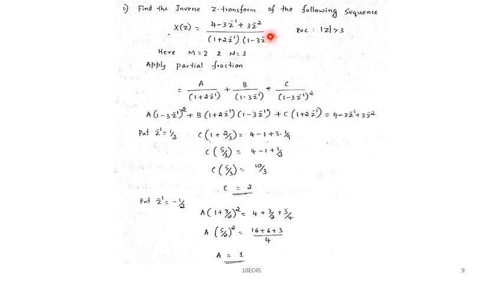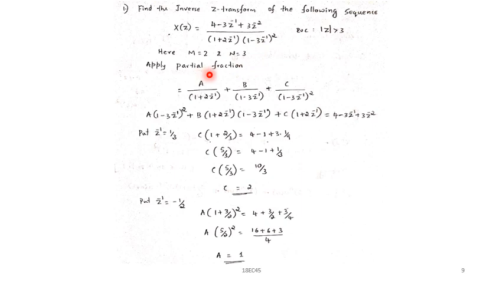But one important observation is that I am having 3 poles. One pole is present at minus 2, and the other 2 poles are present at the same location, 3, because of the square. So there are 2 poles present at 3. This is called multiple poles or repeated poles.